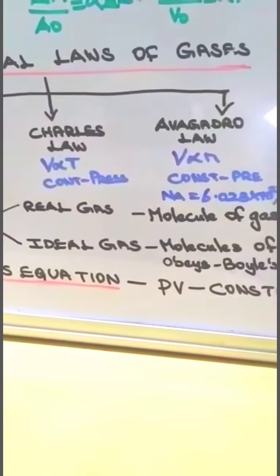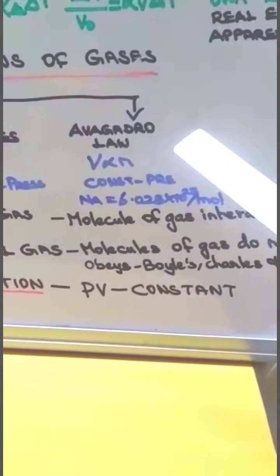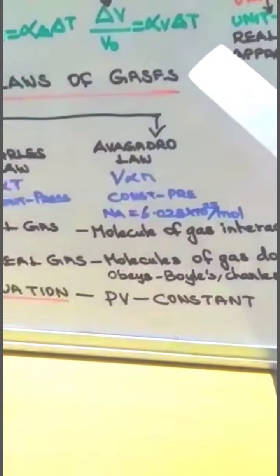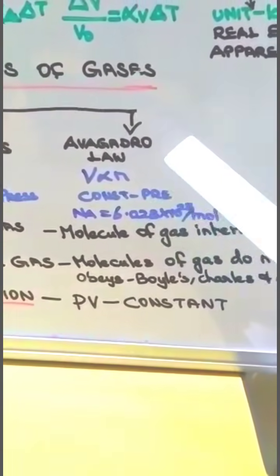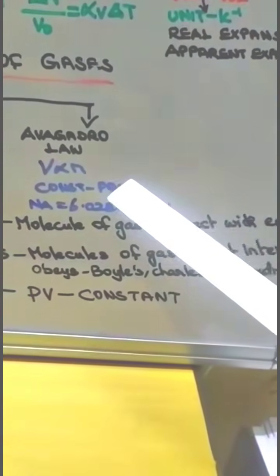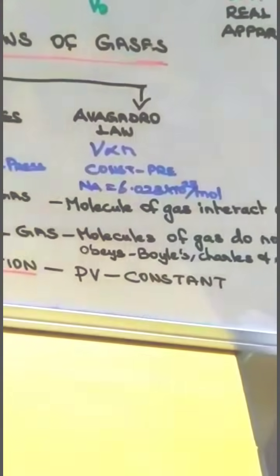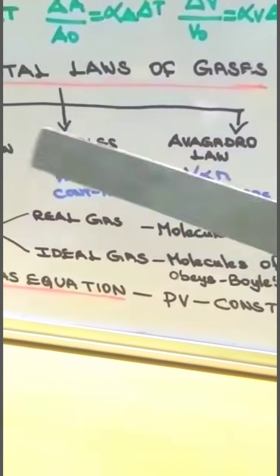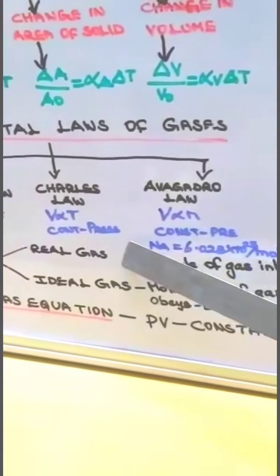Next we are going to see what is Avogadro law. At constant pressure and temperature, the volume of a gas is directly proportional to the number of atoms or molecules present in it. That is, volume is directly proportional to the number of molecules present in it. The Avogadro number Na is represented as 6.023 into 10 to the power of 23 per mole. Okay, I think now you are clear with Boyle's law, Charles' law and Avogadro law.